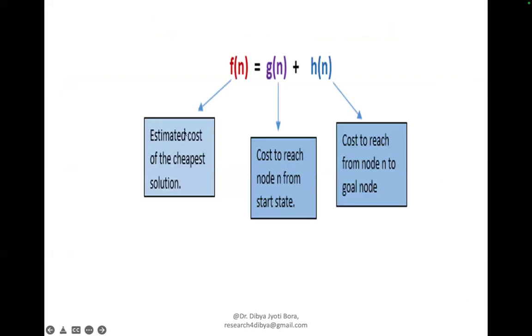So fn is the estimated cost of the cheapest solution, and gn is the cost to reach the node n from the start. Then from the node n to the goal node, that is given by hn. समझ में आ रहा है? gn क्या है? Cost to reach the node n from the start state, and hn is the cost to reach the goal node from n.